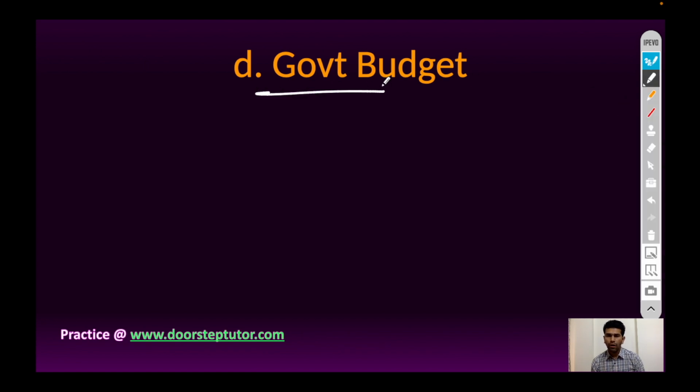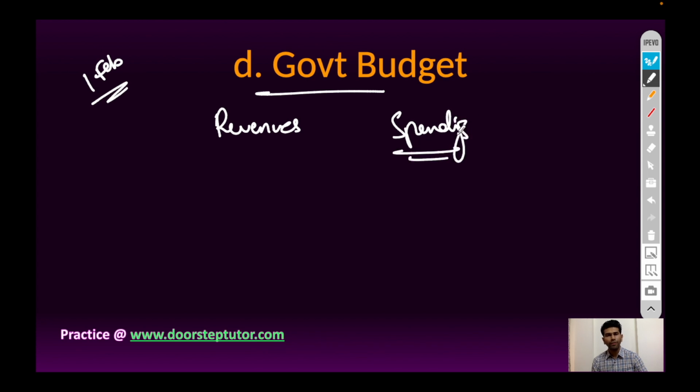Last, the government budget as an instrument of fiscal policy. Every year on 1st February, the government announces the Union Budget. As we have discussed, revenue comes from different sources and the government spends money in different ways.